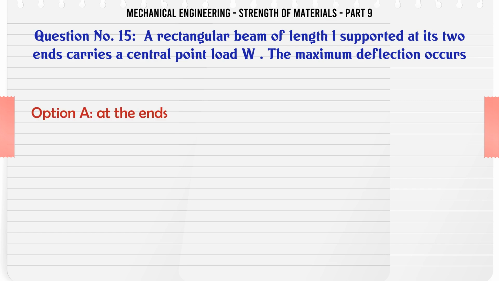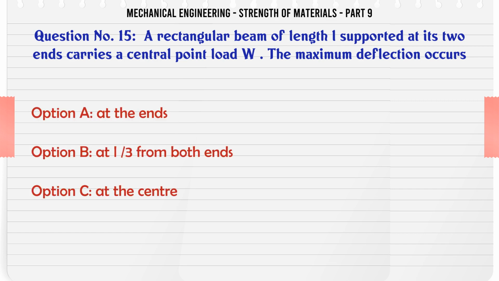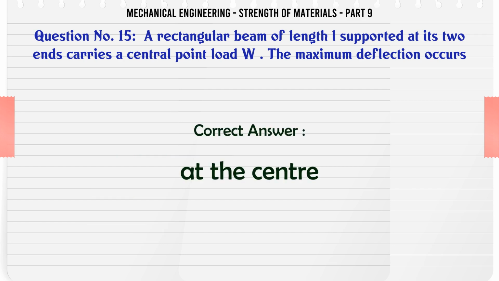A rectangular beam of length L supported at its two ends carries a central point load W. The maximum deflection occurs: A. at the ends, B. at L/3 from both ends, C. at the center, D. none of these. The correct answer is at the center.